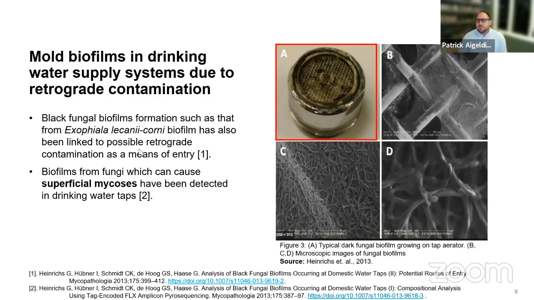As you can see in some of the photos here, the mesh-like structure that we use in the water and plumbing industry to create uniform flow patterns also makes a perfect lattice structure for biofilm to grow. So mold and biofilms in drinking water systems, there's plenty of examples of black fungal biofilm formation, which has the ability to be linked to contamination as a means to entry. Biofilm from fungi can cause superficial mycosis. These have been detected in water systems and taps.